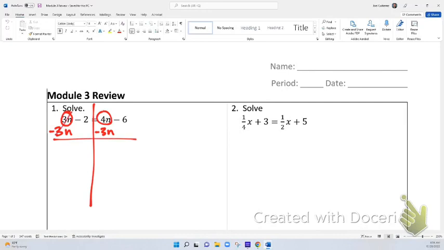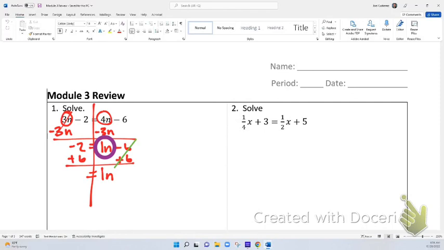So when we do that, those go away. 4 take away 3 gives you 1n. And then you bring down everything else that you did not use, including the negative 2 on the left-hand side. And then from here, this is where students get mixed up because they're like, do we add 2 or do we add 6? But remember, we're circling the 1n because we're trying to get it by itself. So in this case, you want to add 6. If you were to add 2, then you would be left with nothing on the left-hand side. And we want variables on one side and the numbers on the other.